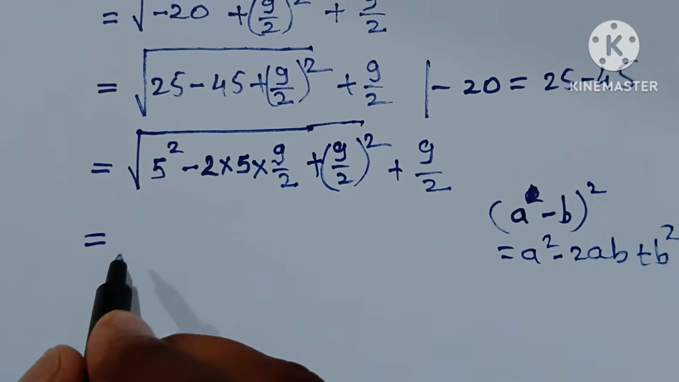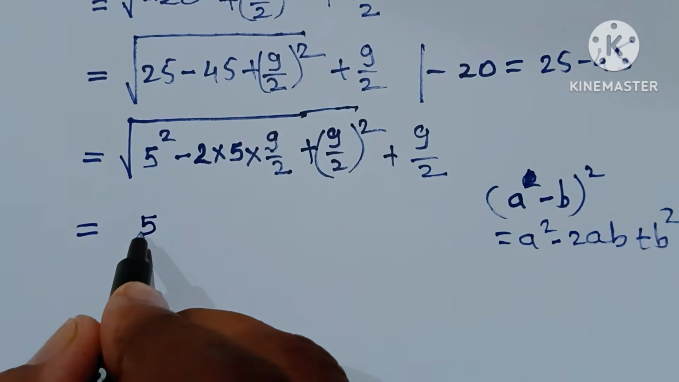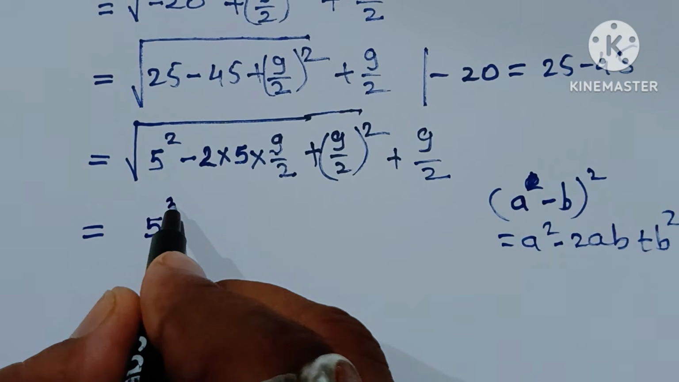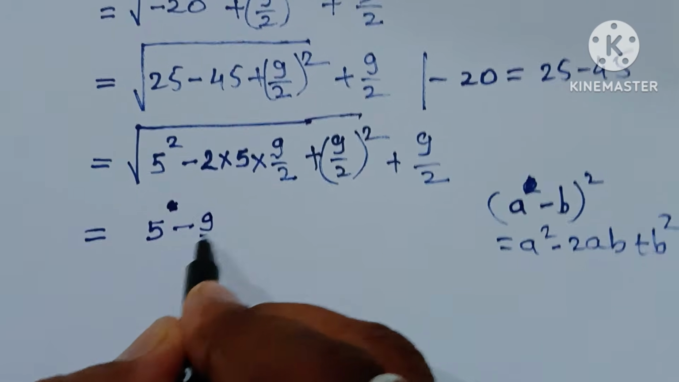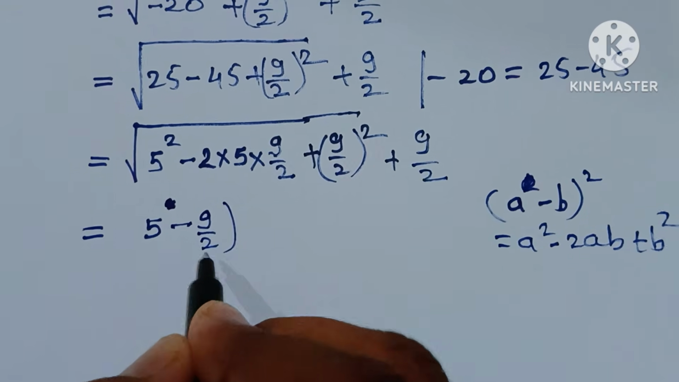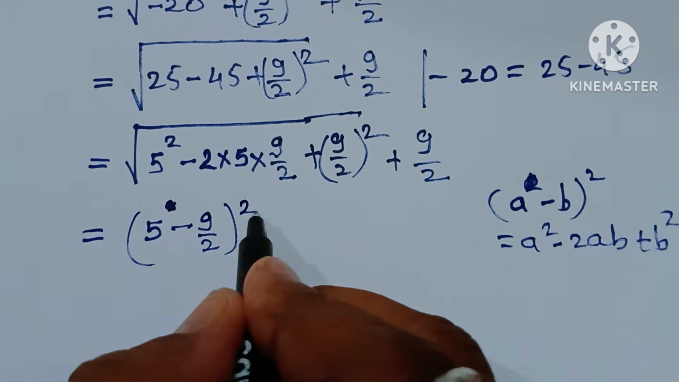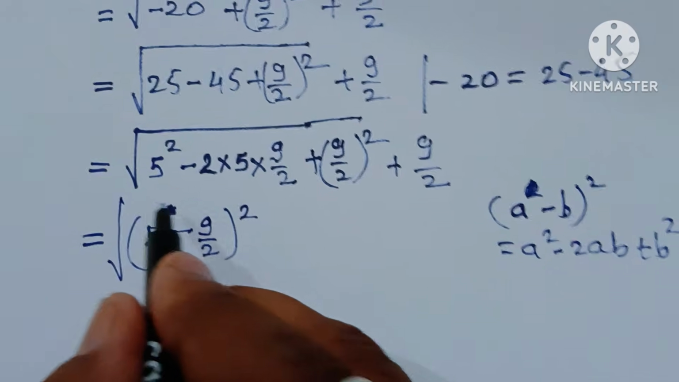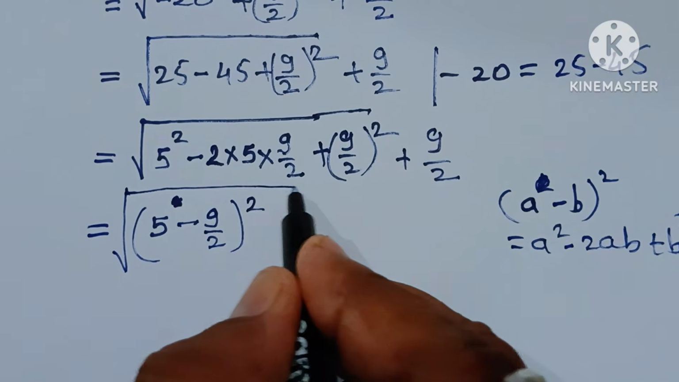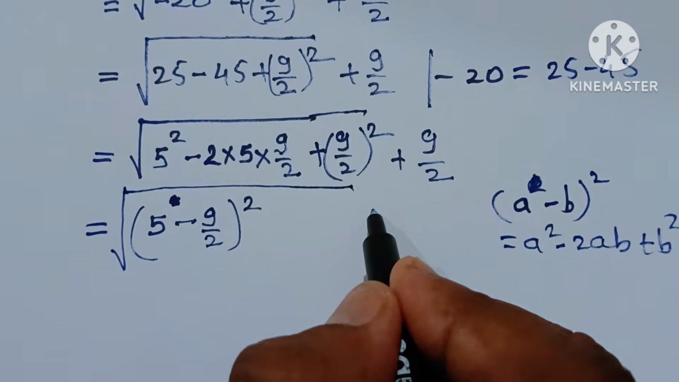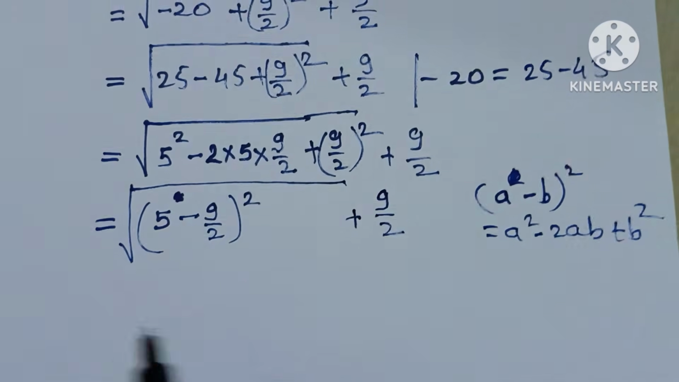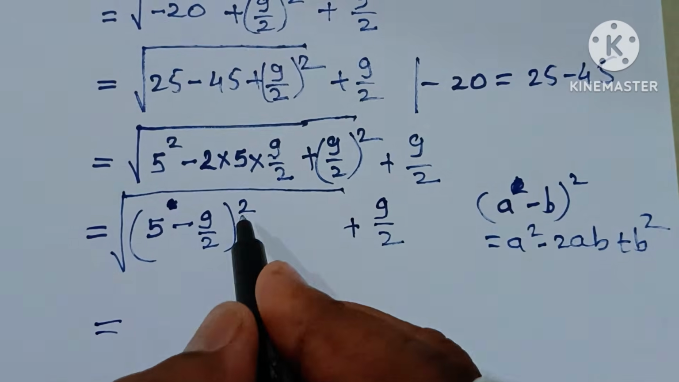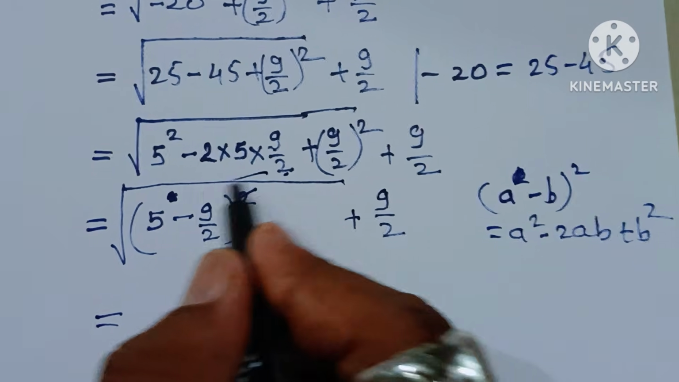Now 5 square, 5 minus 9 by 2 whole square under root, plus 9 by 2 whole square. Now here square and square root sign will be removed.